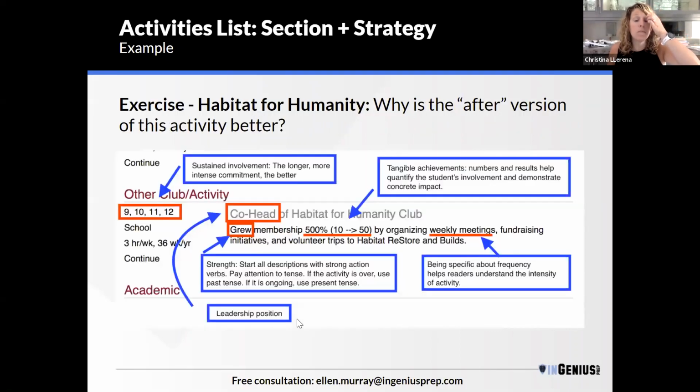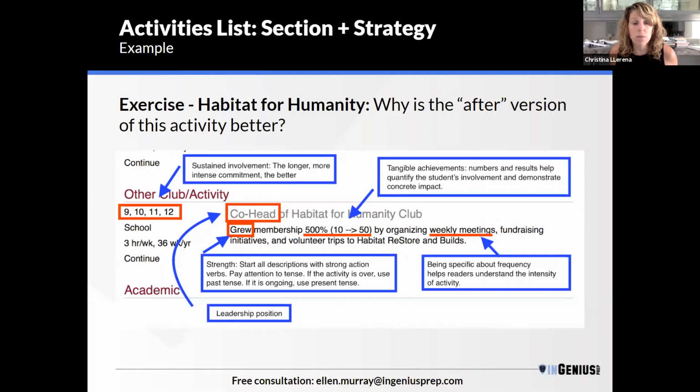So this is the after version. Like, why is it necessarily better? So we kind of break it down for you in this slide. The 9 through 12, that's sustained involvement. So anything that hits all 4 years is definitely a huge show of commitment and loyalty, and that this is something that was important to you.